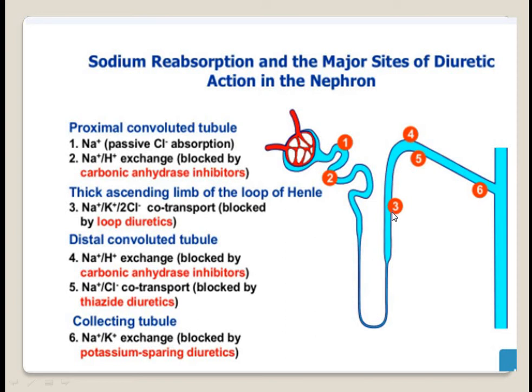Distal convoluted tubule, fourth here, sodium hydrogen exchange will happen. Fifth one, thiazide diuretics, sodium chloride co-transport is blocked. Here the sodium potassium exchange is blocked by potassium sparing diuretics. So in these sites, these drugs will show their mechanism of action. This is an easy flow, easy to understand.